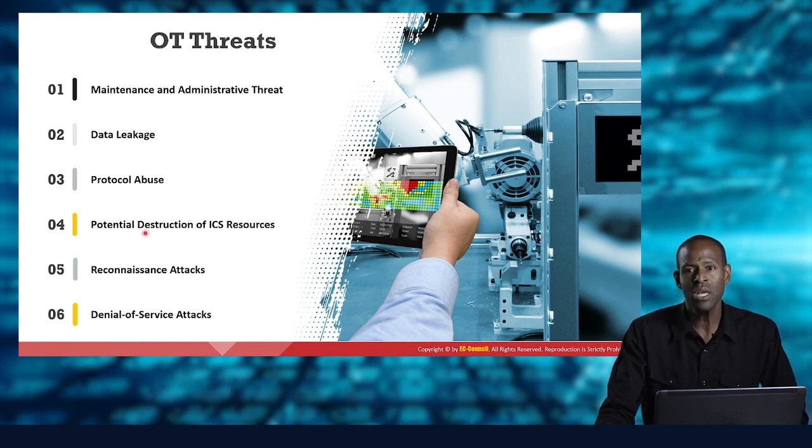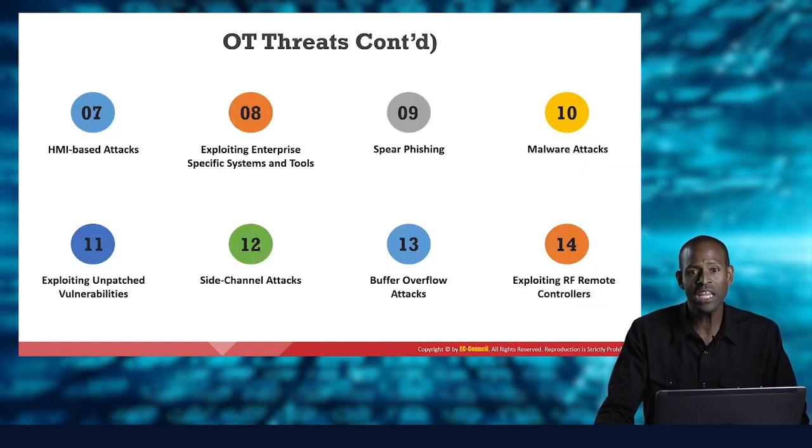And then we have the potential destruction of ICS resources where an attacker can cause a fault in an ICS resource that can bring the whole system down. They can scan, they can use protocols in a bad way, they can do denial of service attacks, they can snarf data, they can do all kinds of stuff. They can even get a hold, and speaking of maintenance and administrative threats, they can get a hold of administrative interfaces through the internet if the IoT or the OT device is on the internet. So lots of OT threats, including HMI-based attacks, enterprise-specific tool attacks.